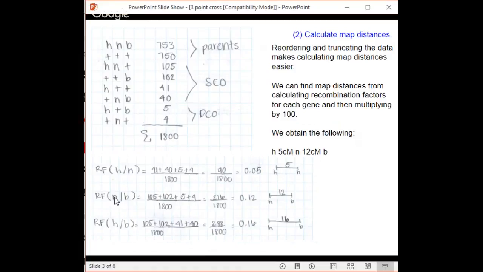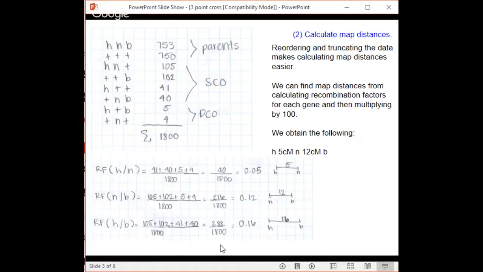And so we do the same for the distance between N and B. So we're just looking at these two here. And recombined, not recombined, recombined, recombined, recombined, recombined, not recombined, and then these two down here are recombined. So we add all those up, 216 over 1800, that gives us 12 centimorgans. We do the same thing for H and B.